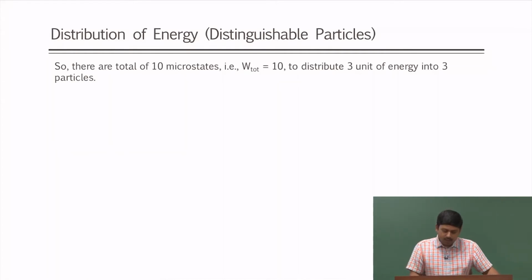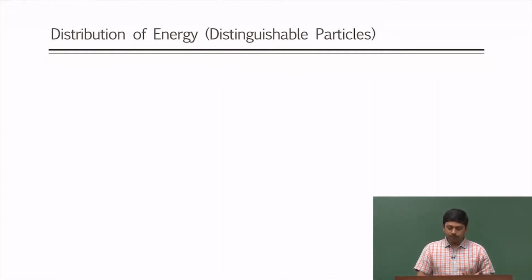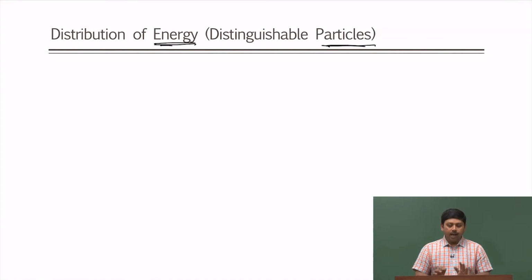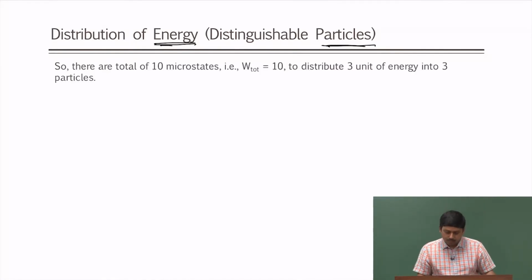So, now let us talk about distribution of energy into boxes. Remember I said that we discussed distribution of indistinguishable particles into distinguishable boxes. Here the indistinguishable particle is energy and the distinguishable boxes are particles. Because the particles are distinguishable, we consider them as boxes now, and because energy is indistinguishable, we consider that as a particle now. That is the whole idea. The idea is that you put indistinguishable things into distinguishable things.